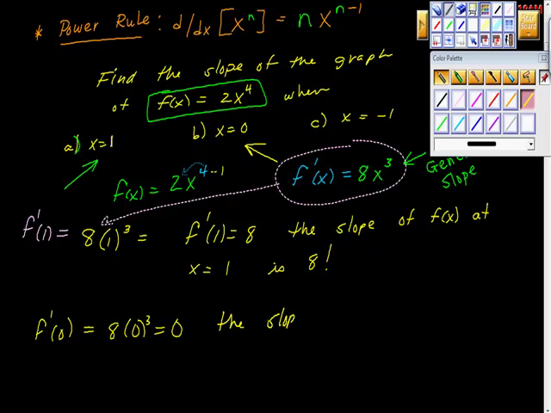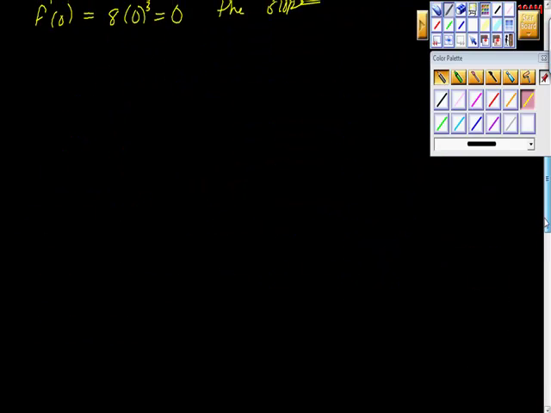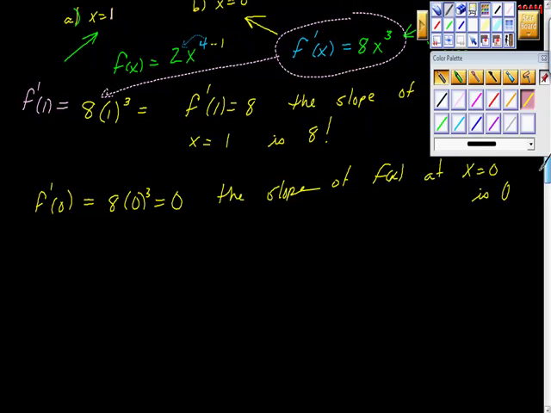The slope of f(x) at x equals 0 is 0. Turns out when x is 0, the slope is 0 here. When x was 1, the slope is 8. So they're not necessarily correlated. And then the last one was this one, -1, right? We want to know.